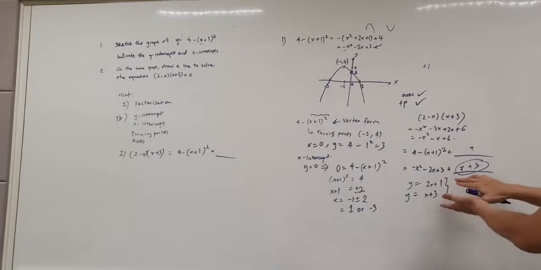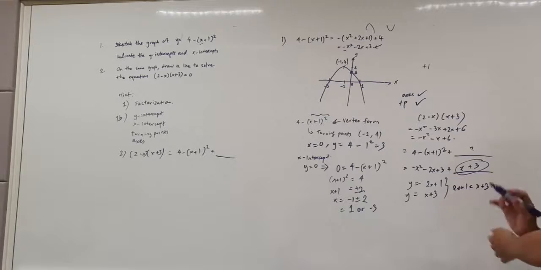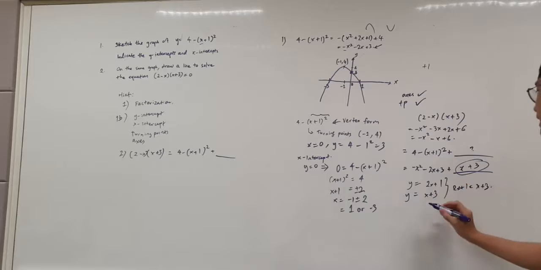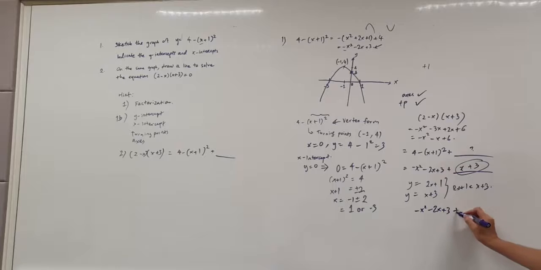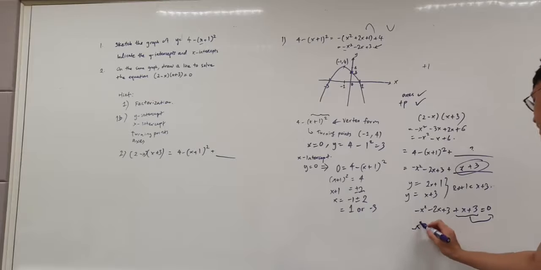Okay, so for example, in this case, we have 2x plus 1 is equal to x plus 3. But now, let's say we have minus x squared minus 2x plus 3 plus x plus 3, and we're going to solve the equation minus x squared minus 2x plus 3 plus x plus 3 equals 0. So what we can do is bring this x plus 3 over to the other side, and we have minus x squared minus 2x plus 3 equals minus x minus 3. And there we have it.